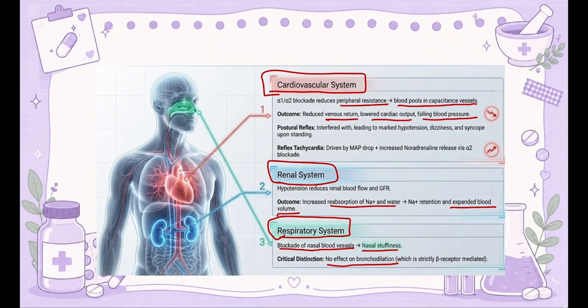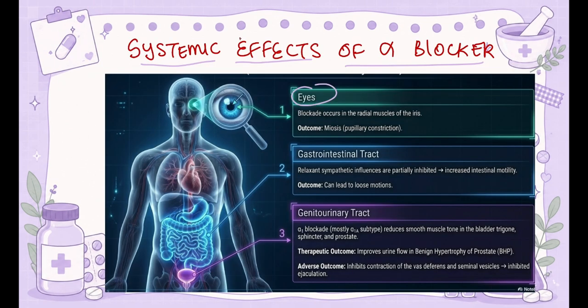This cardiovascular shift triggers some very important reflexes. Let's talk about reflex tachycardia. When a patient stands up quickly, these blockers interfere with normal vascular adjustment. This causes marked postural hypotension that can lead to dizziness or fainting. Let's look at the eyes. Blockade occurs in the radial muscles of the iris. This results in miosis, which is pupillary constriction.